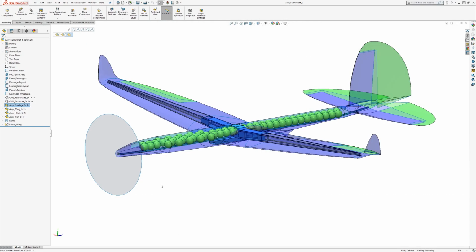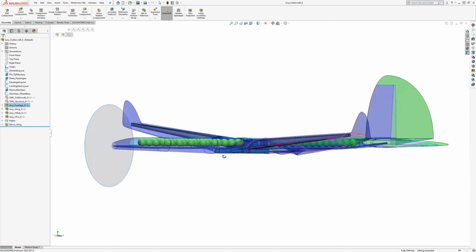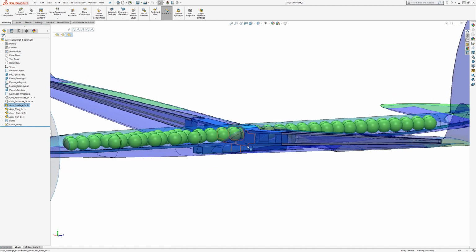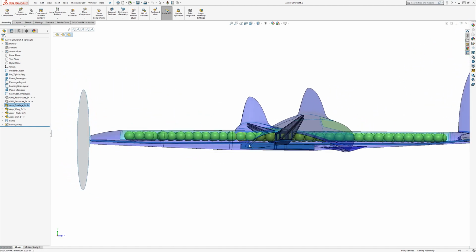Starting with an initial design. So we have a structural layout. We know our materials that we're starting out with, and that gives us our mass properties of our initial design.